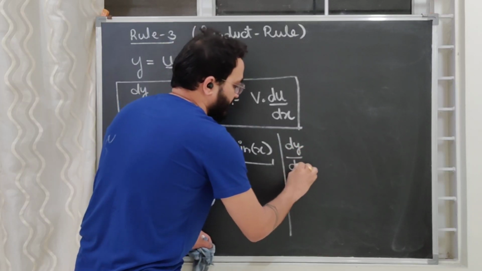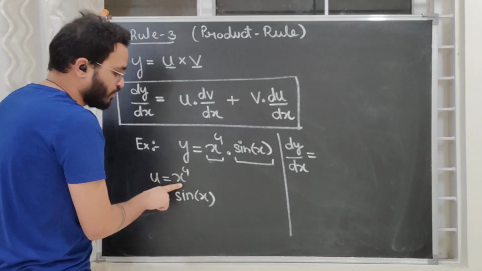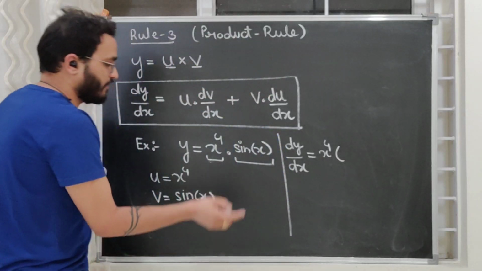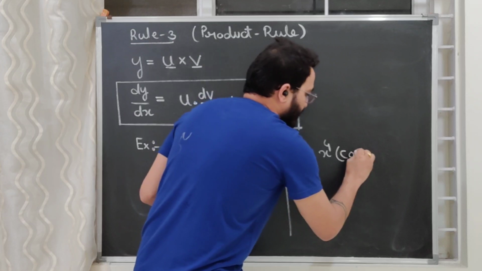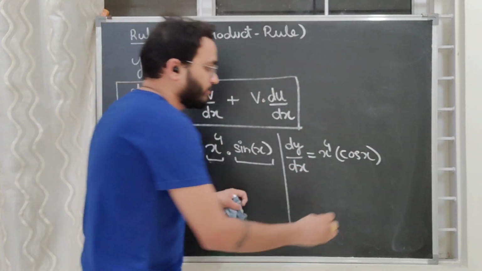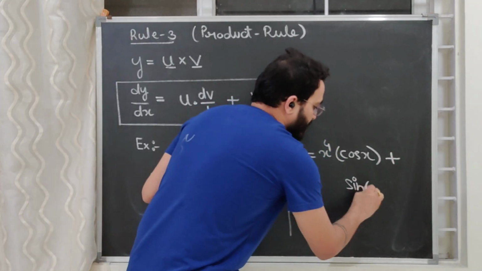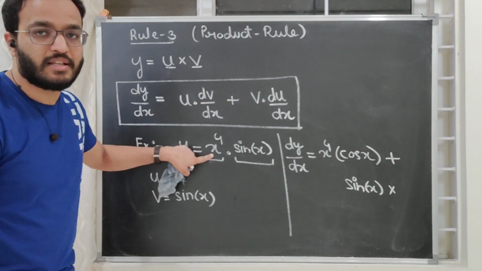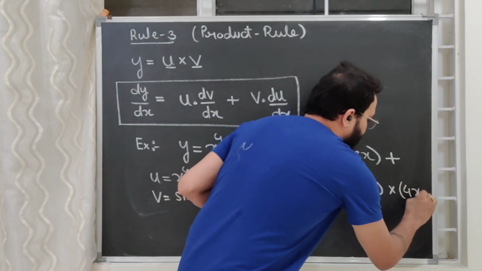dy by dx, we will apply the same formula. First we will keep u as constant, that means x to the power 4 as constant, and we will differentiate v, that is sin x right now. So it will become cos x. Do you understand this? Plus, now sin x we will keep constant, right? And we will differentiate what? u, that is x to the power 4 right now. So it will become 4x cube.